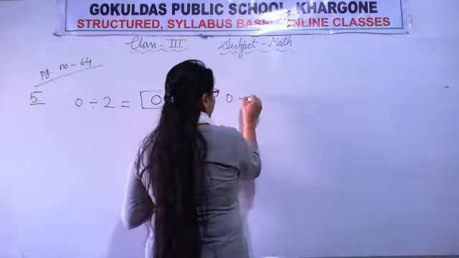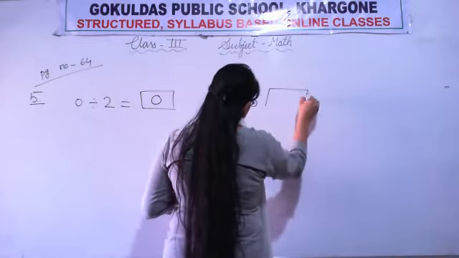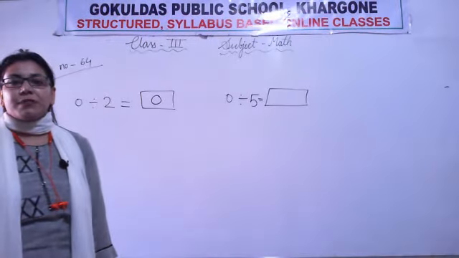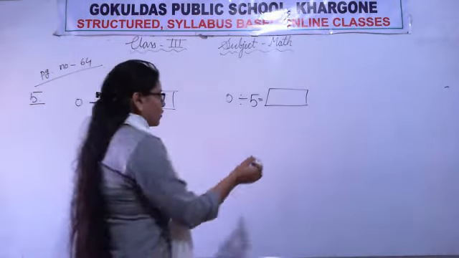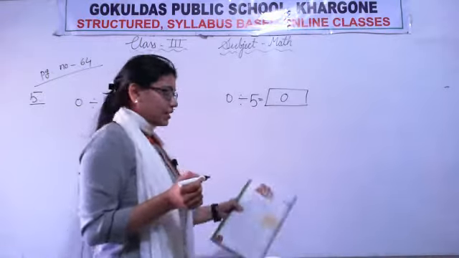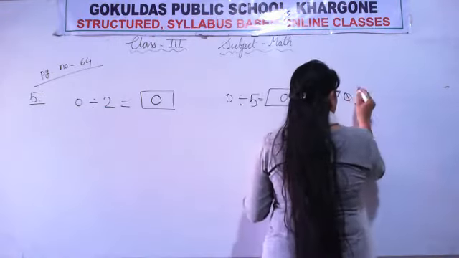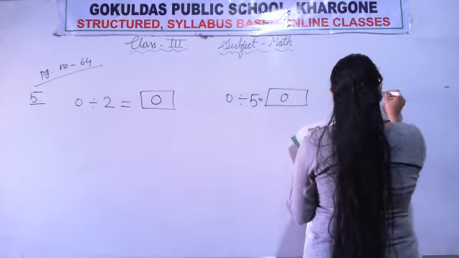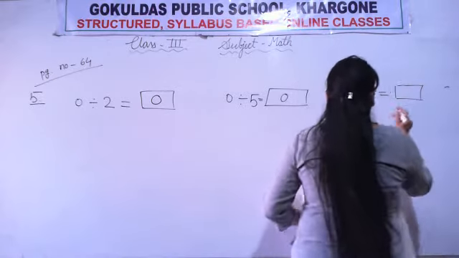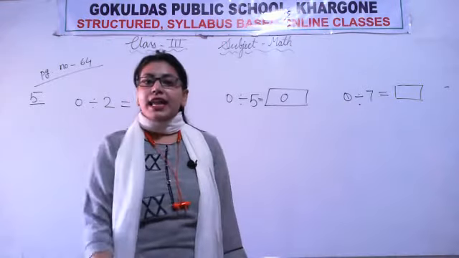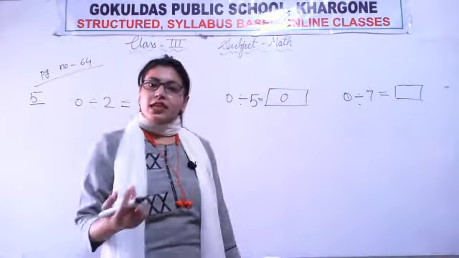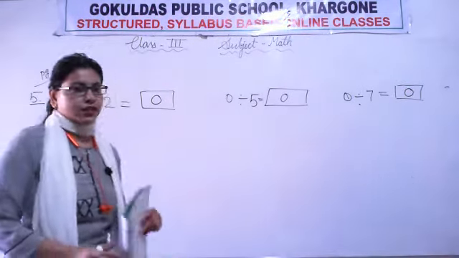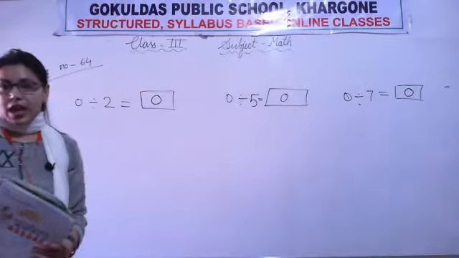The next one is 0 divided by 5. Once again, we'll apply the property here. 0 divided by any natural number will give quotient 0. So once again, 0 will be the answer. And the last one of number 5 is 0 divided by 7 is equal to, once again, 0 divided by any natural number gives 0 as quotient. So 0, 0 and 0 will be the answers.